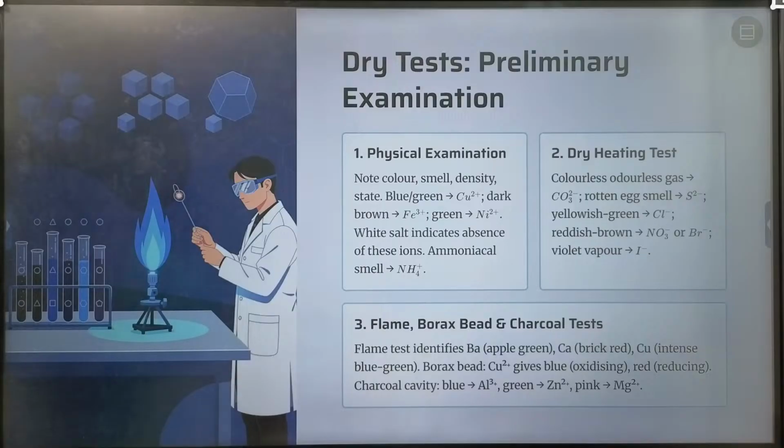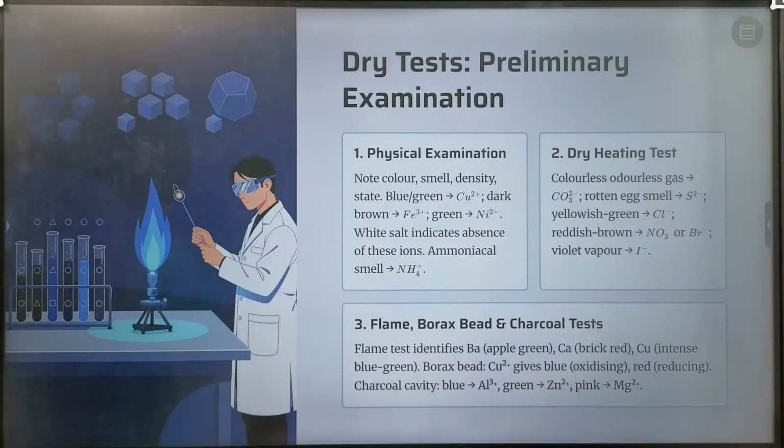So the next preliminary test we are doing is the dry test. You have to take the substance, put it in a dry test tube, and heat it. And when you heat it strongly, you observe some changes, and using those changes, you can get some idea about the salt which you have.